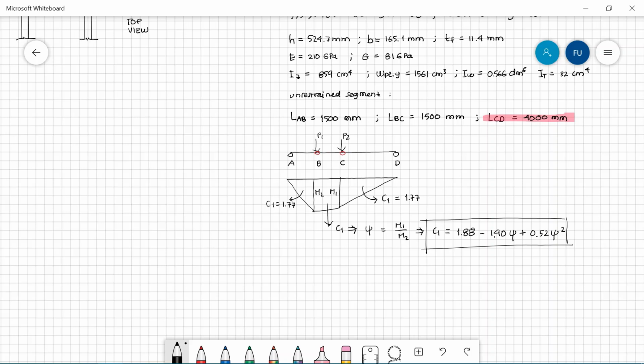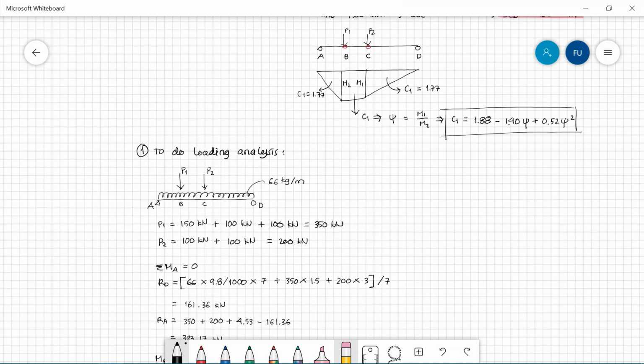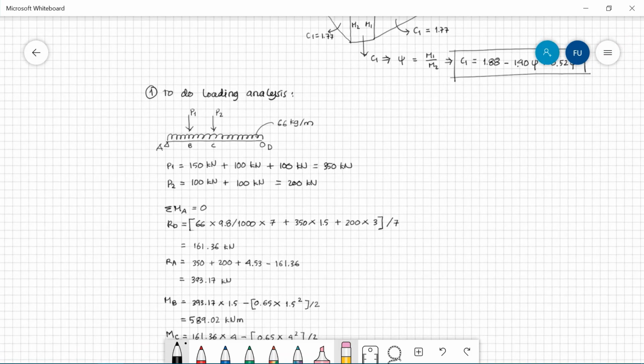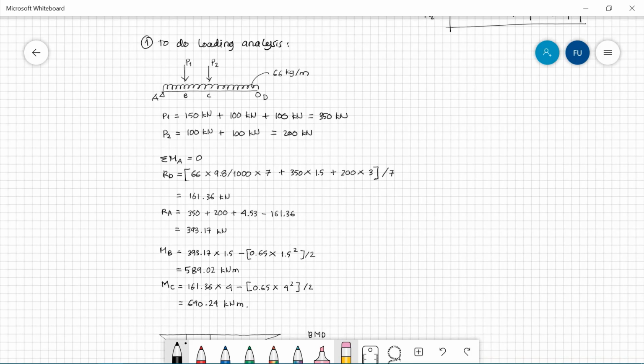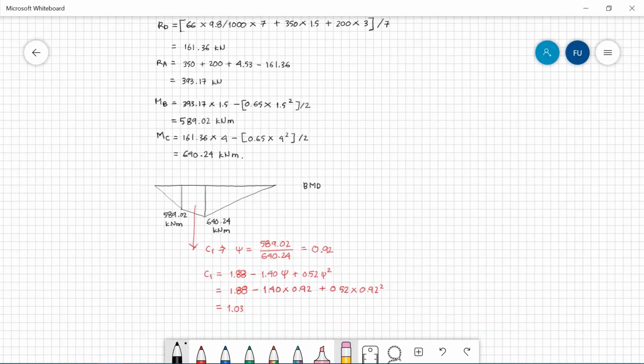Okay, the first step is to do loading analysis. After we do loading analysis, we have these values for bending moment at B and C. Then we can determine the value of C1 for the trapezium shape of the bending moment diagram.